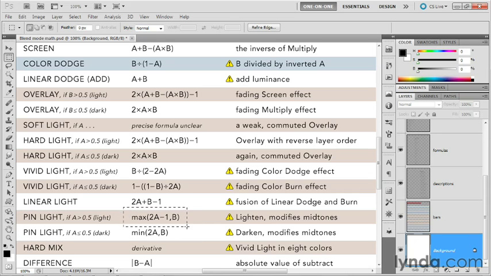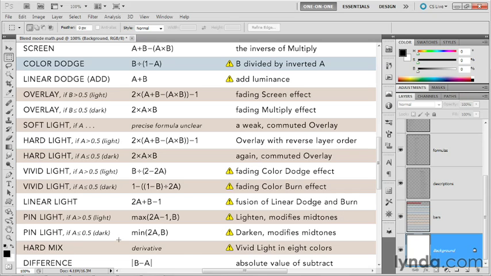To make short work of things here, pin light is a fusion of the lighten and darken modes. So we're trying to find the max value if the pixels are bright, but instead of a, it's 2 times a minus 1. So it's a kind of inversion, but not quite. And then if the pixel is dark, we're finding the minimum of 2a or b. And the whole reason we have the multipliers in there is to ensure that the midtones drop away. So one way it's lighten with modified midtones, and the other way it's darken with modified midtones.